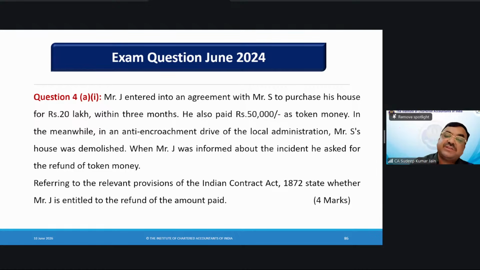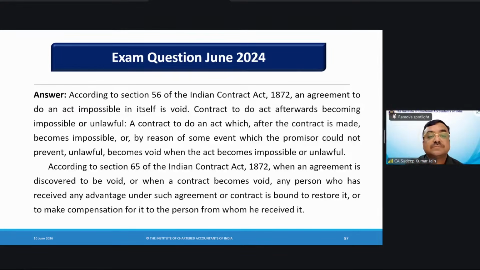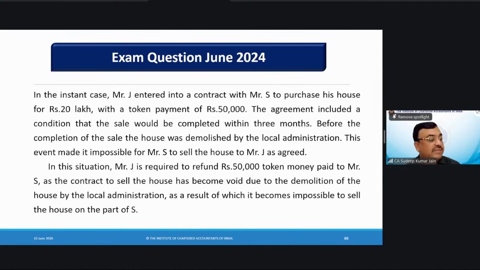Because the law is changed, and the contract becomes void, impossible to perform. Hence, they can recover the money, 50,000. Okay, good Akshit. In this situation, Mr. J is required to refund the 50,000 token money paid to Mr. S, as the contract to sell the house became void due to demolition of the house by the local administration, as a result of which it became impossible to sell the house on the part of Mr. S. Right?